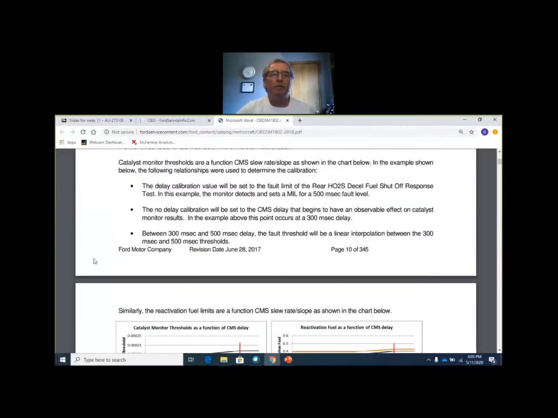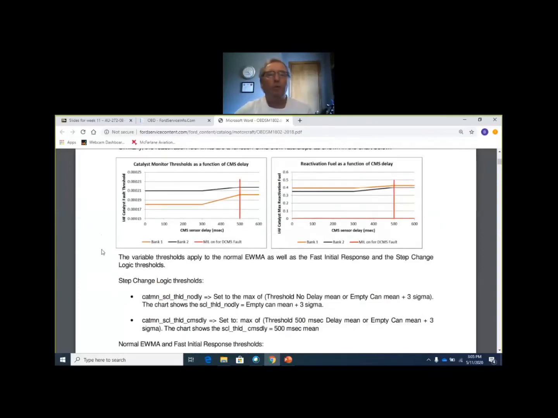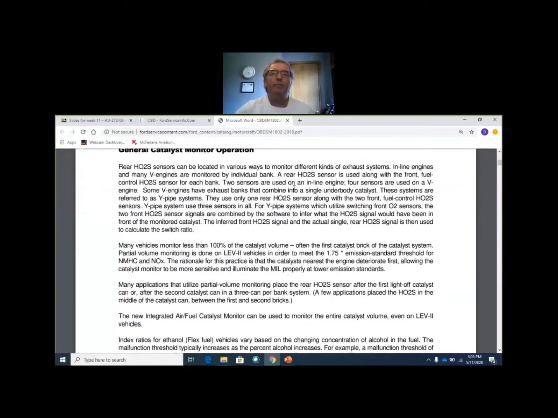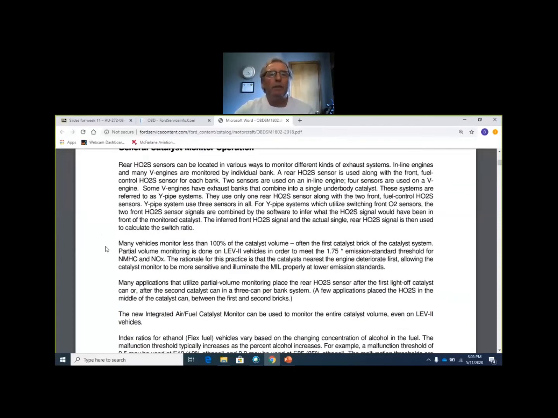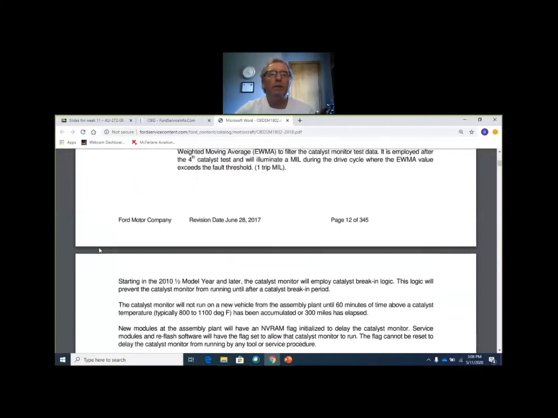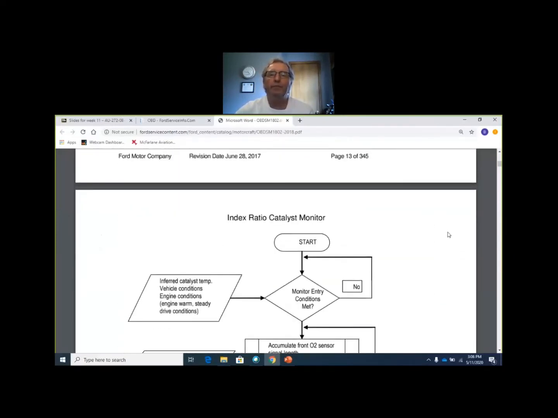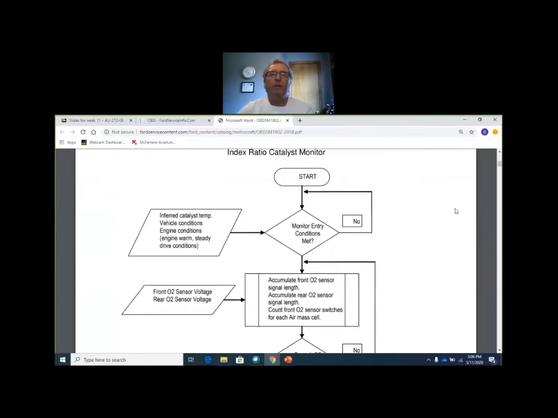So just kind of scroll down. I know I'm skipping over a whole lot of stuff here. And what I want to talk about is, okay, kind of the logic that these monitors run by. All right, so here's a flow chart, a logic chart for a catalyst monitor using an index ratio. In other words, comparing the switching frequency of the front and rear oxygen sensors.